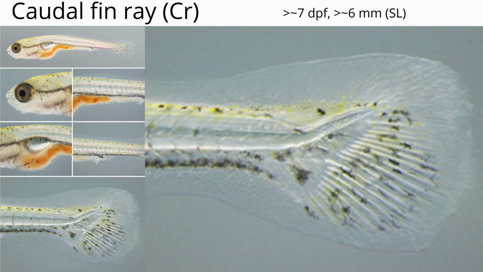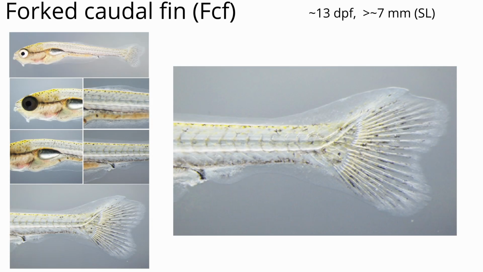Also, like this, it's a bit bigger individual, and the fin rays of the caudal fin will increase. And as the number of fin rays on the caudal fin increases, the shape of the caudal fin also changes. Forked caudal fin stage. You can see that this part of the caudal fin of this goldfish is recessed compared to other parts. This is a state where the tail fin looks like a fork when viewed from the lateral side. I will call this state the forked caudal fin stage. Approximately 13 days after fertilization, the standard length is about 7 mm.